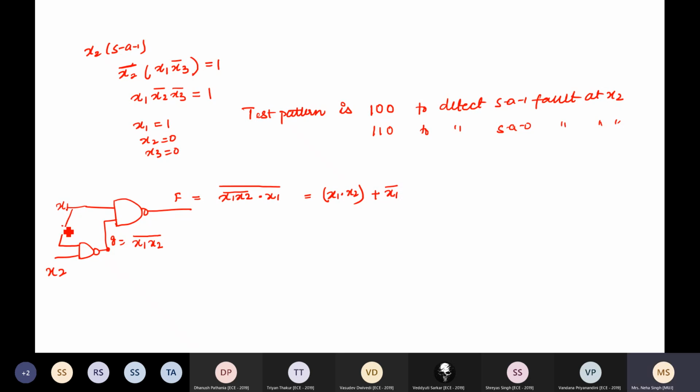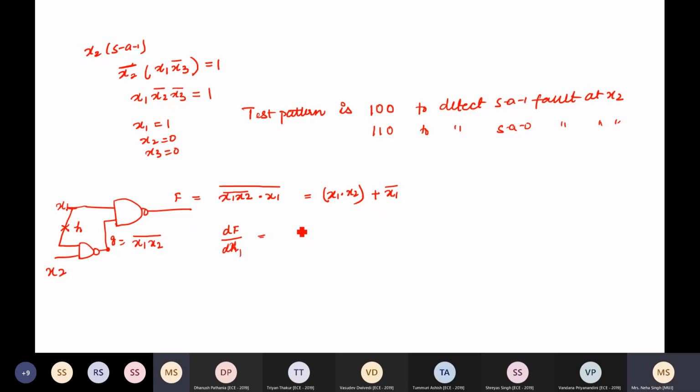Let us try to find the fault here. The test pattern to detect the fault at this wire, and let us call it H. This is the fan out. X1 has two fan outs. One goes directly to the NAND gate, the other goes to this NAND gate. So to find the stuck at 1 and stuck at 0 fault, I need to differentiate this f with respect to h, where h is nothing but x1.